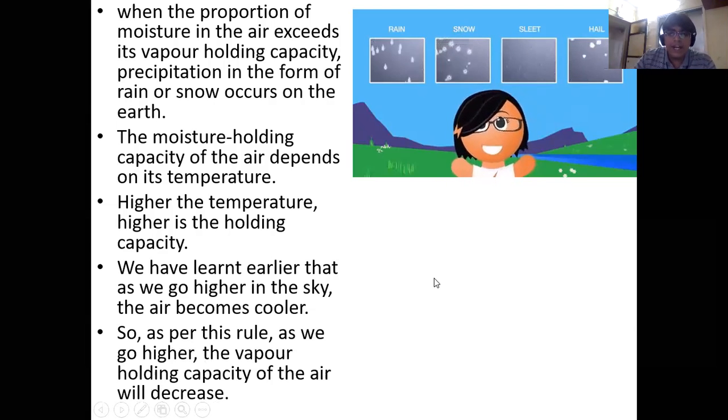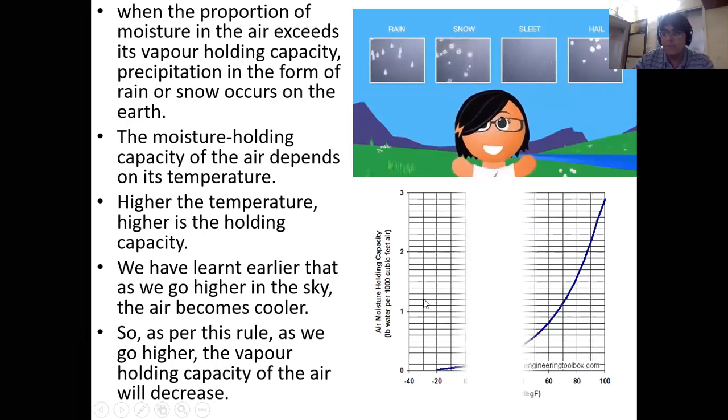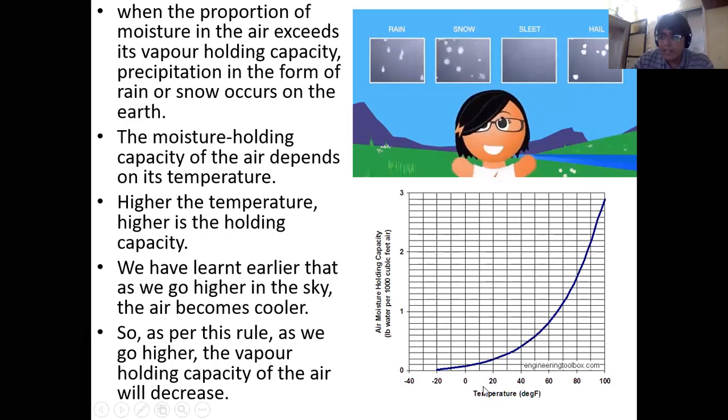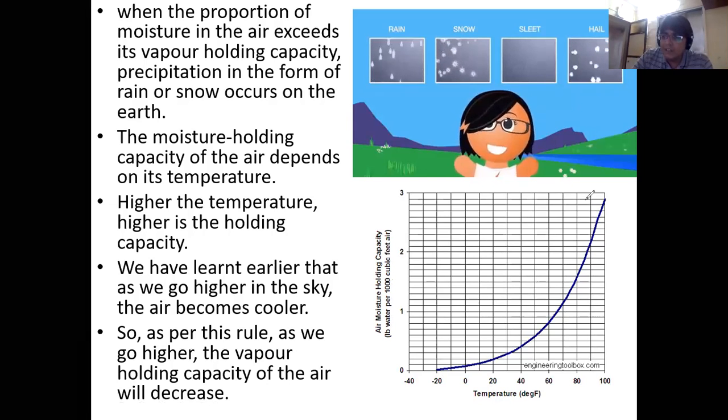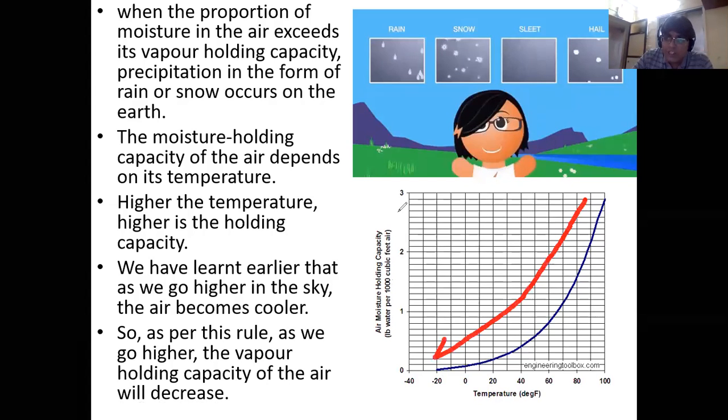We have learned earlier that as we go higher in the sky, the air becomes cooler. So as per this rule, as we go higher, the vapor holding capacity of the air will decrease. This graph will help you understand that. यहाँ पे देख सकते हैं आप, बराबर ऐसा है, यहाँ पे टेम्परेचर है. As the temperature is increasing, the moisture holding capacity is increasing. So what happens up? Temperature decreases. So come down. So as the temperature decreases, moisture holding capacity is also decreasing. Okay.